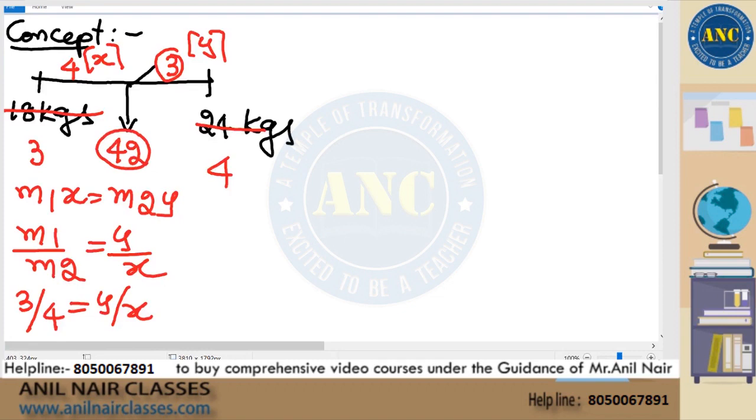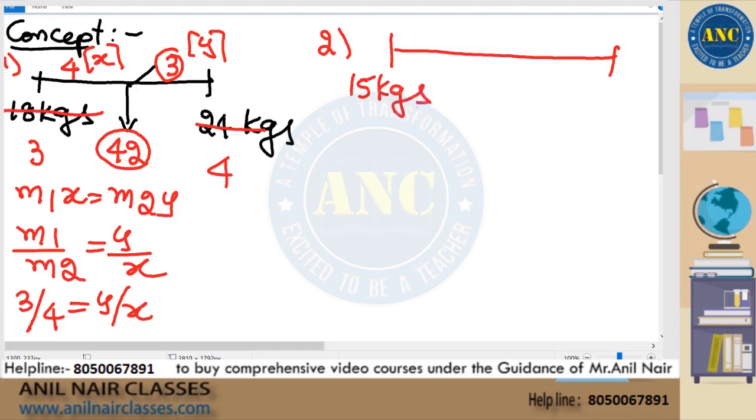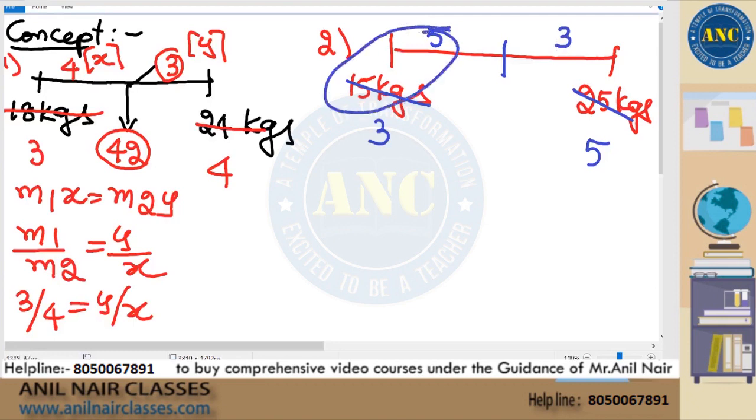Listen carefully to every example. First example, second example, then you will be able to solve a lot of concepts orally. Suppose it is 15 kgs and 25 kgs. In the equilibrium state, 5 3s are 15, 5 5s are 25. Reverse I have to take, so it is 5 and 3, because 15 into 5 is nothing but 25 into 3.